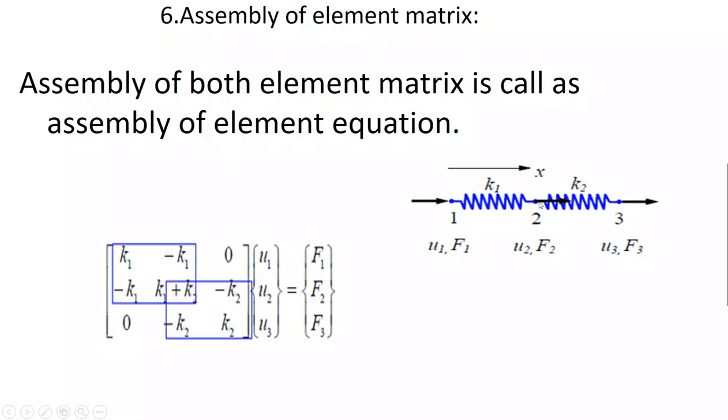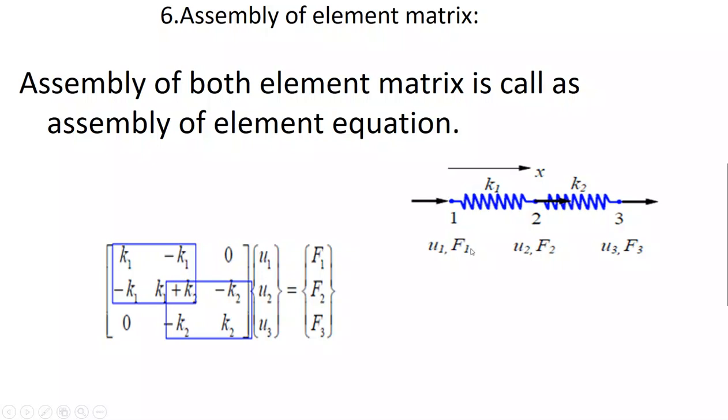So here is an indication of two springs. Spring 1 will be element 1, and spring 2 will be element 2. Each spring has two nodes: for element 1, node 1 and node 2; for element 2, node 2 and node 3. The stiffness value for element 1, spring 1, is K1. The stiffness matrix for element 2 is K2.